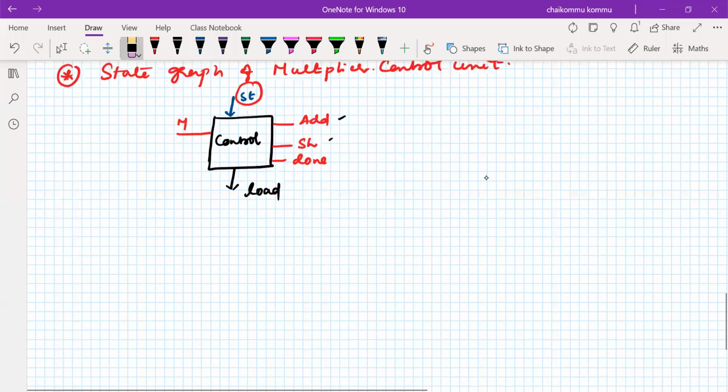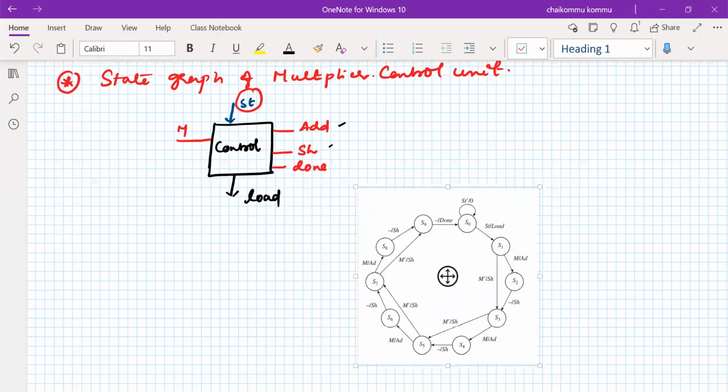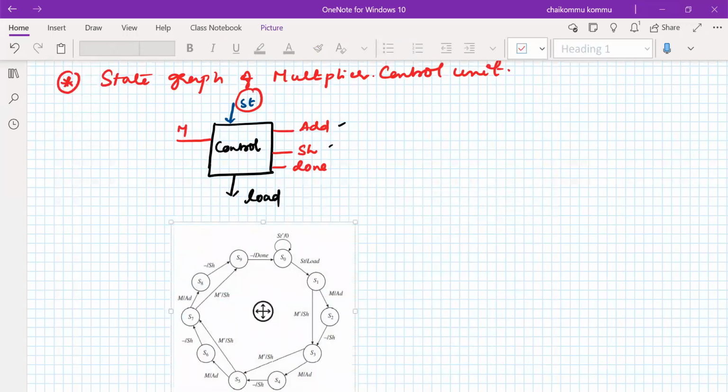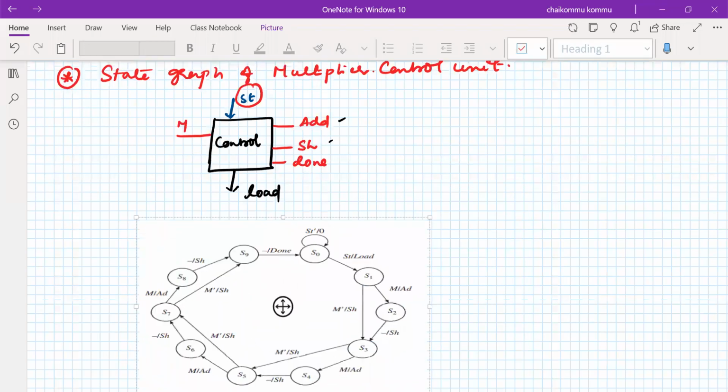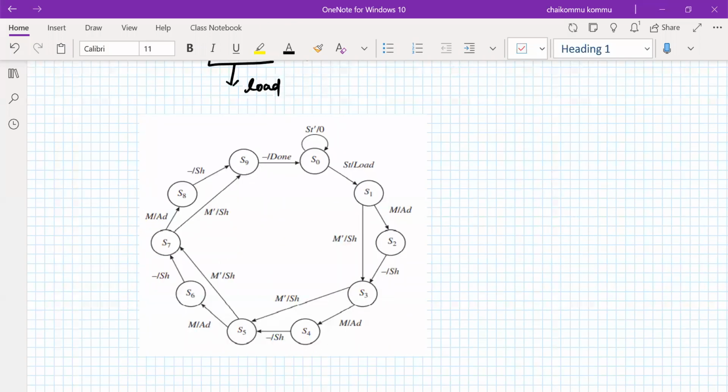For the sake of simplicity and reducing the time, I'm using the same graphs here, copy and paste. We can draw it here, but for the sake of lack of time, I'm doing this one. Fine. So here let us consider our focus: we have to generate the state diagram.